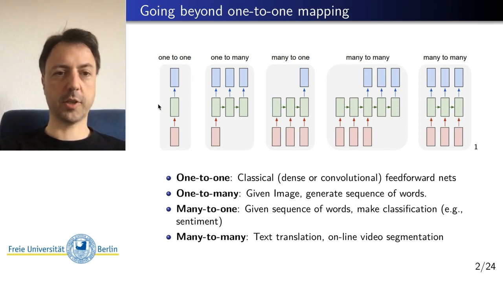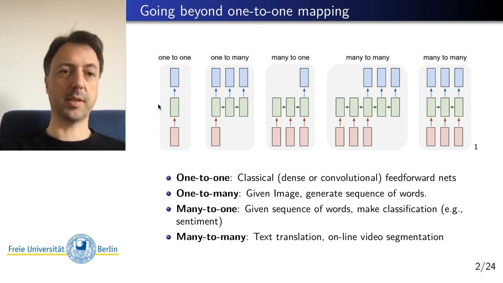Also in the last lecture where we talked about VAMPnets, where we took two time slices of a time series and then predicted a low-dimensional representation of the slow manifold. Still, there was an input size that was fixed, just 2 time slices of a certain array size, and also a fixed output size. So that's all one-to-one.